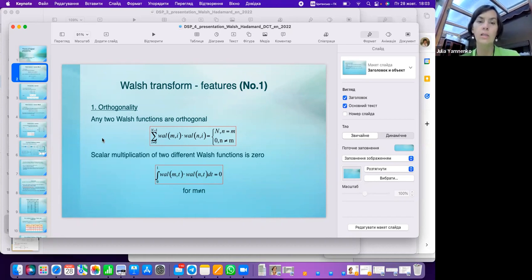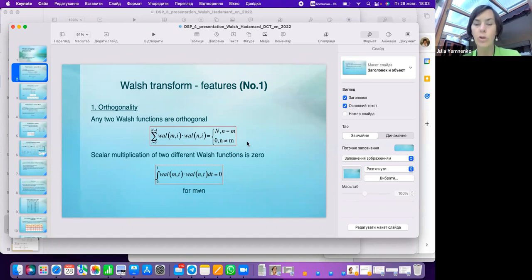So the main thing that should be correct for any spectral method is the orthogonality of the basis functions. The basis functions of any spectral transform should be constructed in such a way that any pair of these functions is orthogonal to each other.